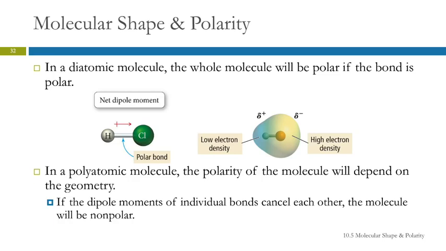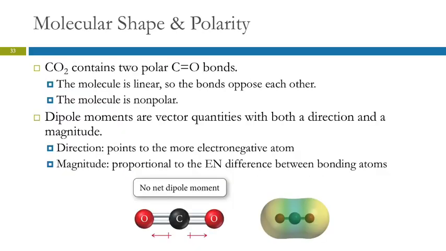In a polyatomic molecule, it's a little more complicated. It will depend on the geometry. So you can have polar bonds and have a nonpolar molecule. If you have all nonpolar bonds, though, the molecule will be nonpolar. In order for a molecule to be polar, it has to have at least one polar bond. So let's look at a couple of examples.